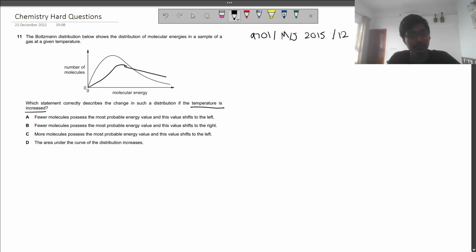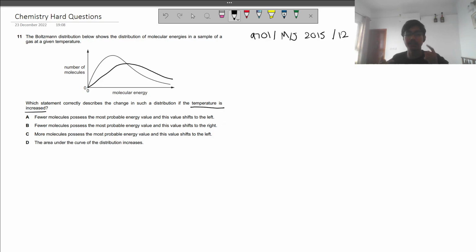sorry, I'll just try it again. They need to have a higher amount of energy. So they'll intersect once and they'll have a higher amount of energy. So what would we see? We know option C would be incorrect.